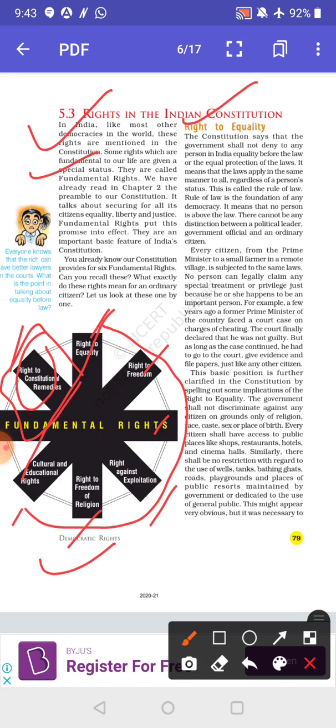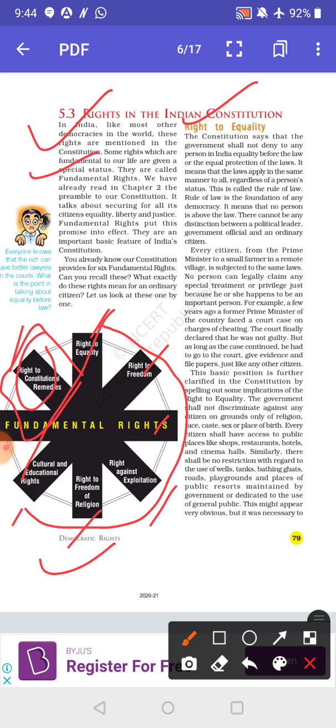There are a few points we need to remember. The government will not discriminate against any citizen on the ground of religion, race, caste, sex or place of birth. All will be treated with equality. Also, every citizen shall have access to public places like shops, restaurants, hotels and cinema halls. There will be no discrimination there, and people will have access to all places of entertainment.